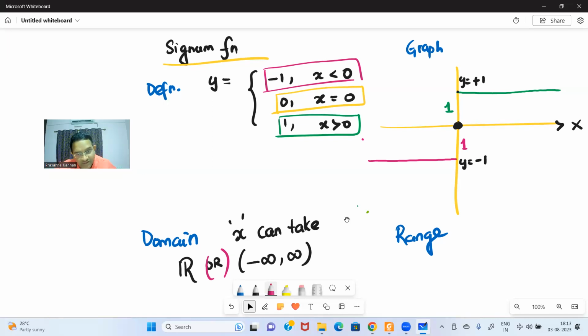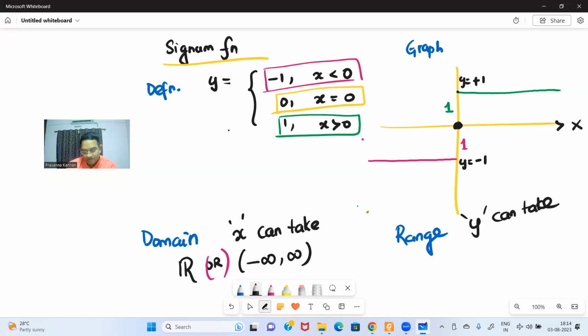Jerome, values that X can take is domain. So set of values of Y. Range is nothing but the set of values that Y can take so that X is defined. Domain means set of values that X can take so that Y is defined.